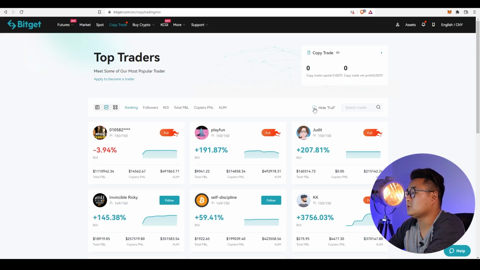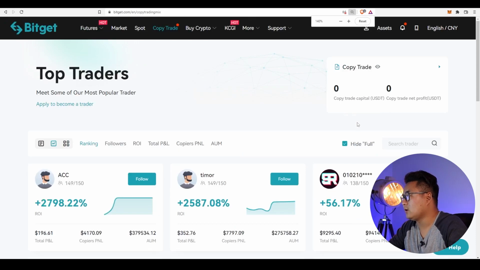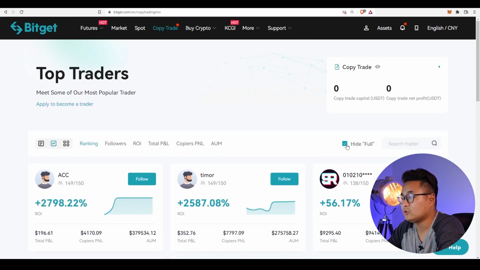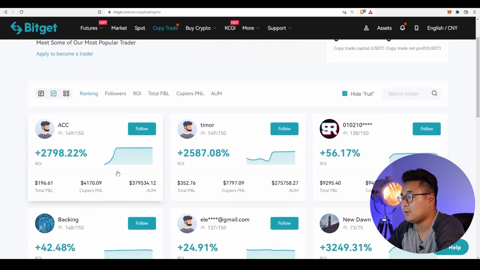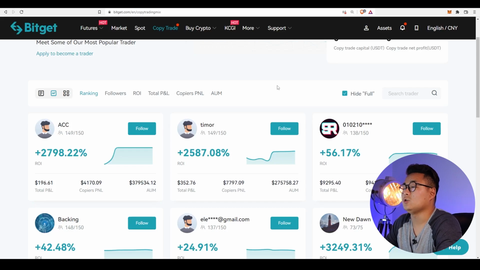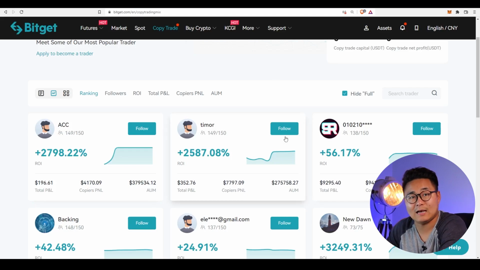Before we start anything, I'm just going to press hide full. I'm going to enlarge this page so that y'all can see a bit clearer. There we go. Once we've done that, we're going to start looking at some of these people. These people can only have up to 150 followers, right? Because you don't want too many people following a particular trader, because that may increase the asset under management, which are some of the figures that we're seeing here right now.